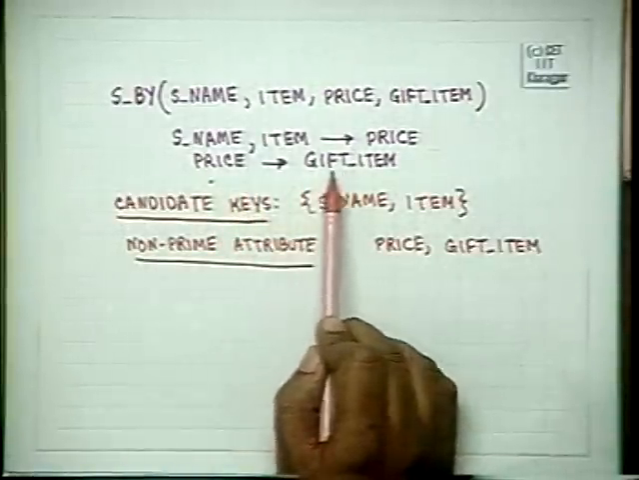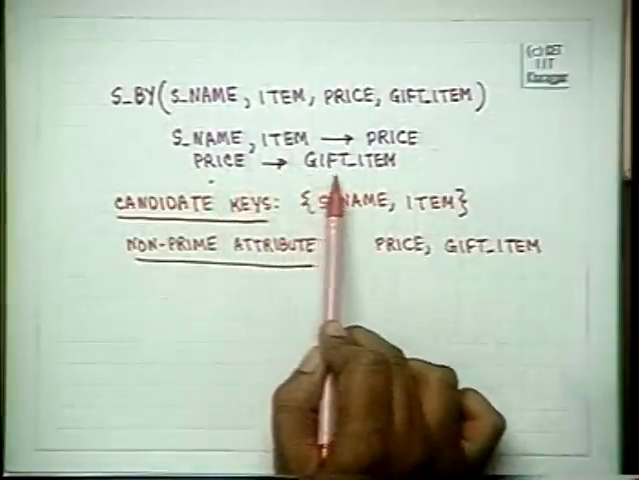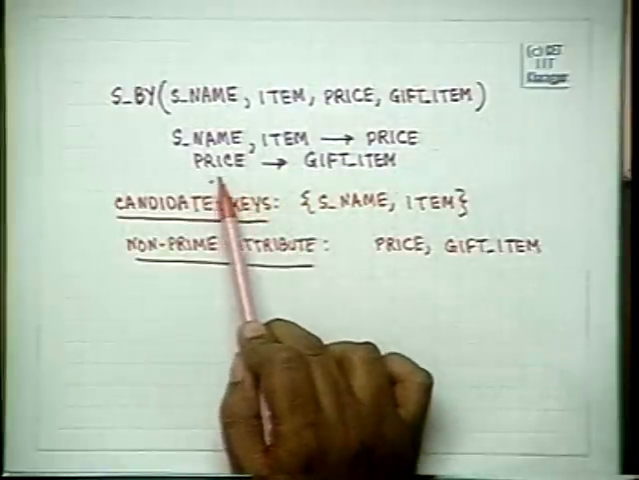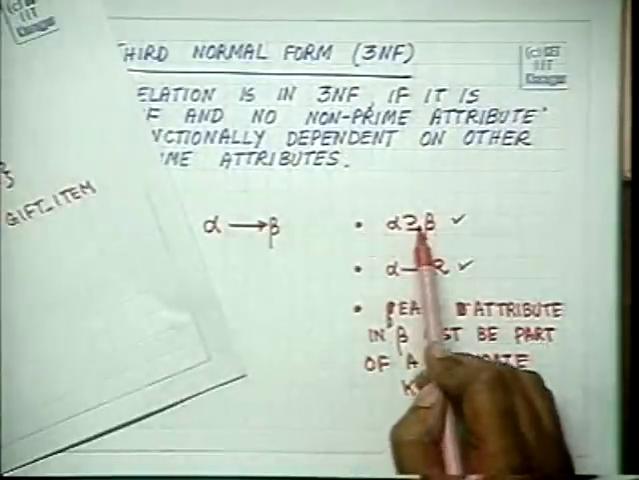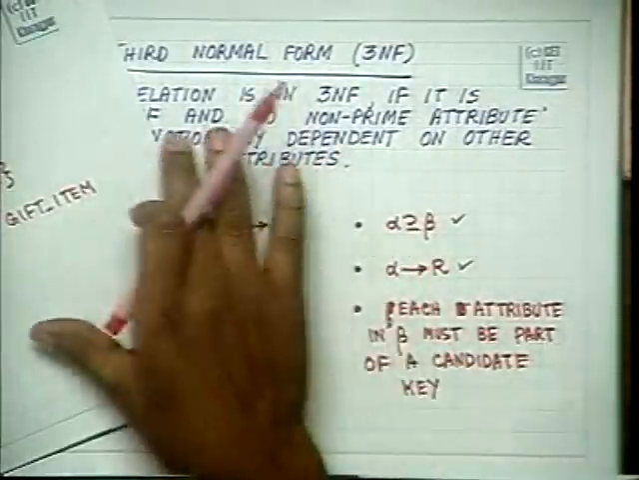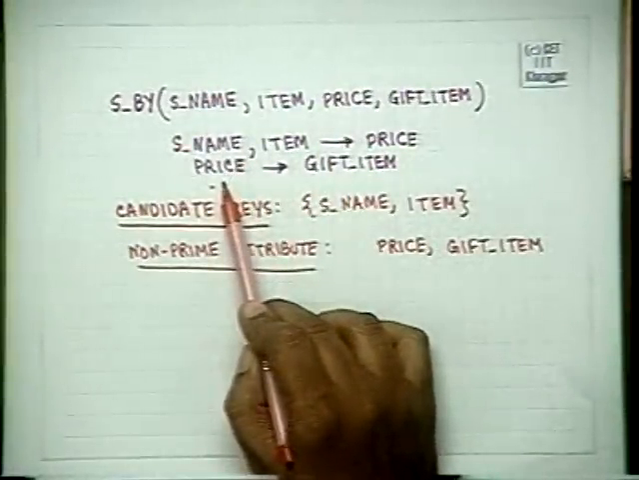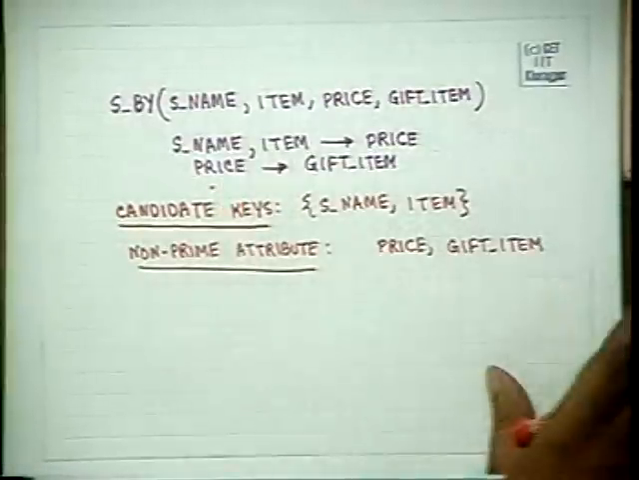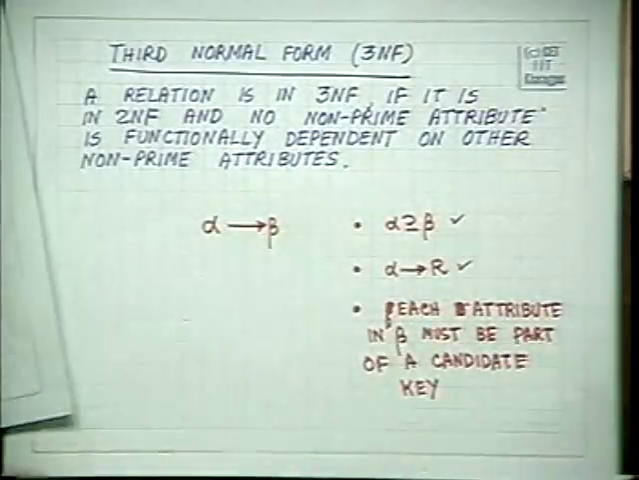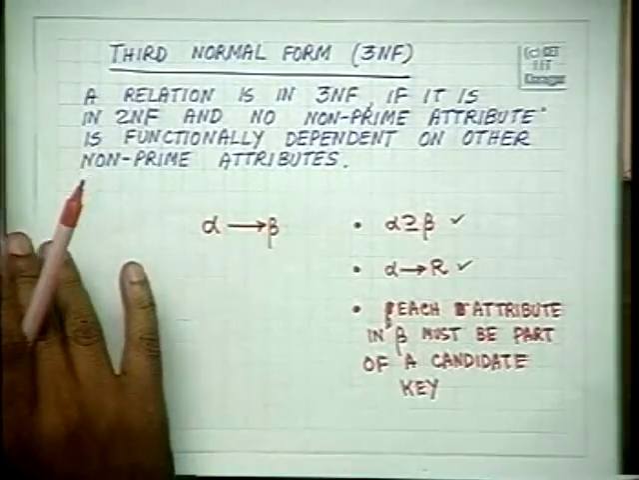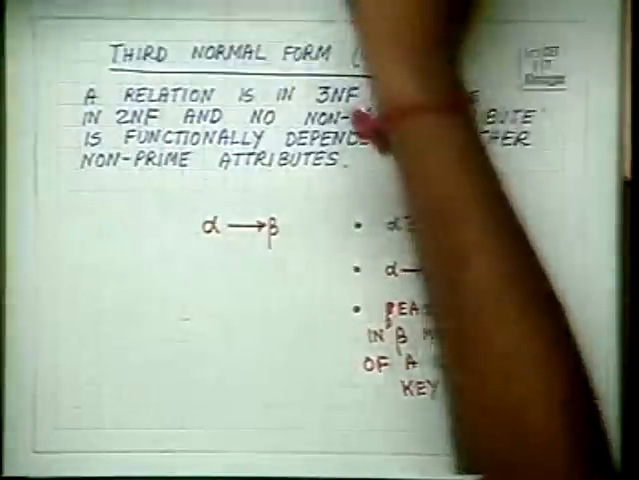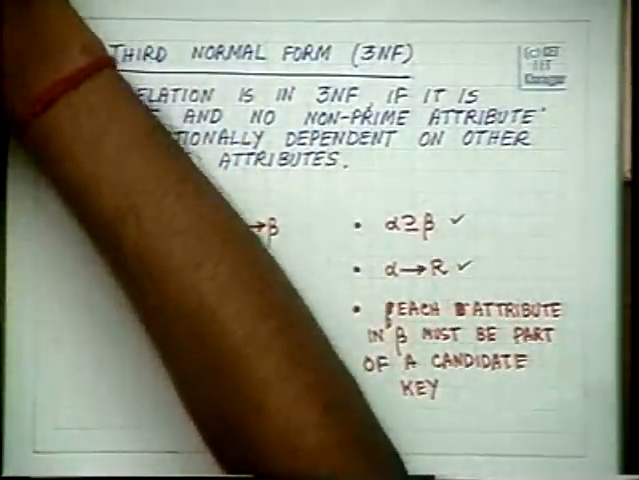But here, this is in 2NF, so this condition is not satisfied by either this one or this one. What is this condition? A non-prime attribute is dependent on another non-prime attribute. So a non-prime attribute is functionally dependent on other. So you prevent that one. If you prevent that one, then what other functional dependency can you have? You can have something like this.